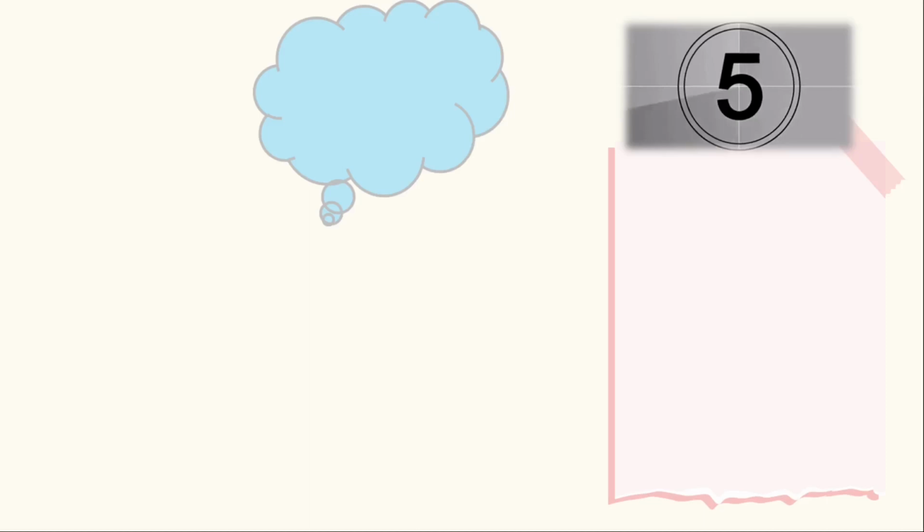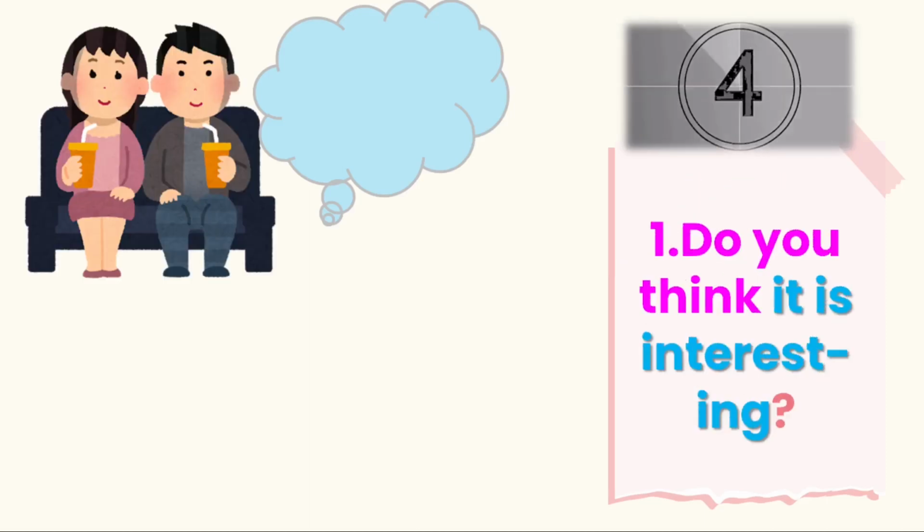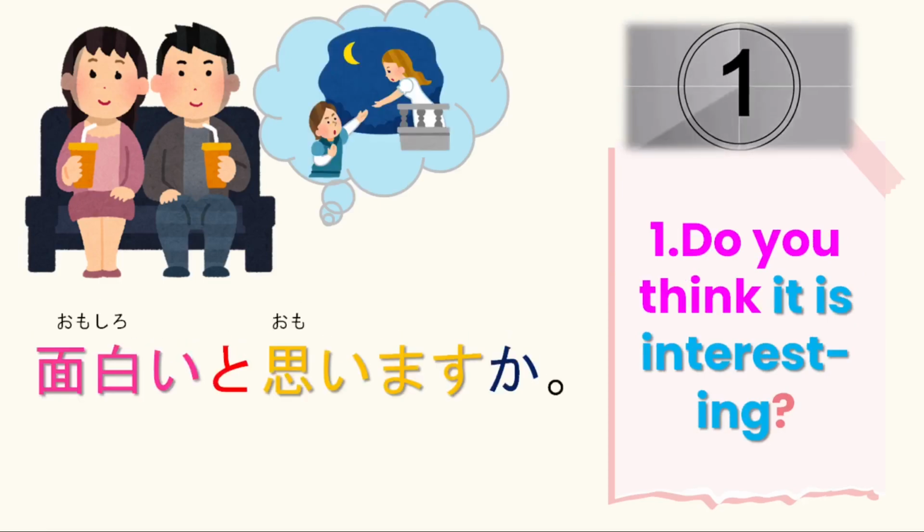Fine. Now it's time for a quiz. You have just 5 seconds to answer it. Do you think it is interesting? Let's say you're talking about a movie. That's how you say it. Omoshiroi to omoimasu ka? I'll release the answer very soon. Now, if I just explain it, although I think there's no need for explanation because this video was already very detailed, still, interesting is an e-adjective, which is omoshiroi, as you can see here.